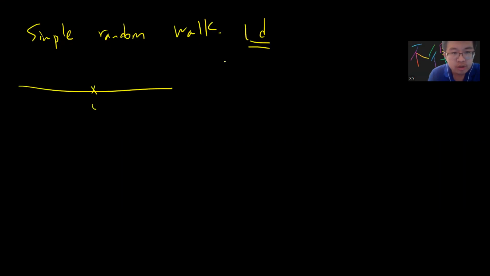The starting point is a simple random walk. Let's consider one dimension. We consider all the integer points, starting at the origin, and with probability half you go right, and with probability half you go left. So it's just a uniform random walk.